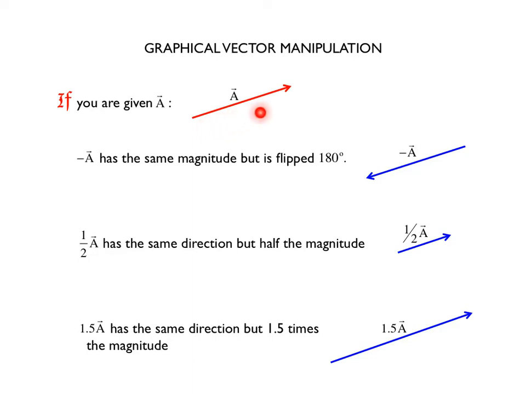If you have vector A and you'd like to know what minus A is, you essentially just flip it over. So the magnitude stays the same, but the direction has been flipped by 180 degrees. If you want 1/2 of A, the direction stays the same, but the magnitude is cut in half. 1.5 times A, direction the same, magnitude is 1.5 times.